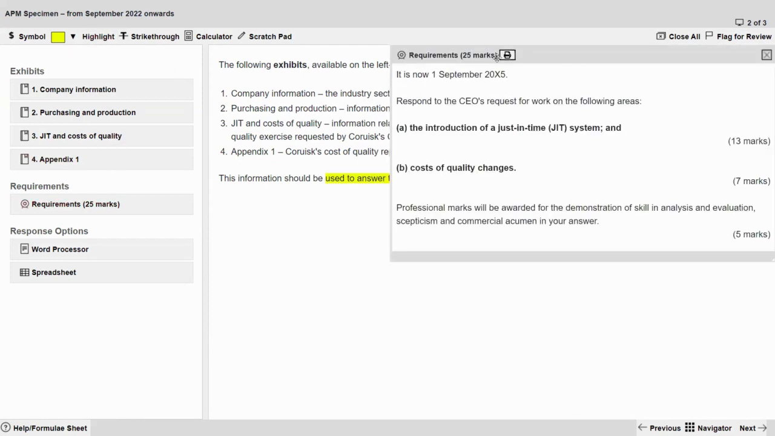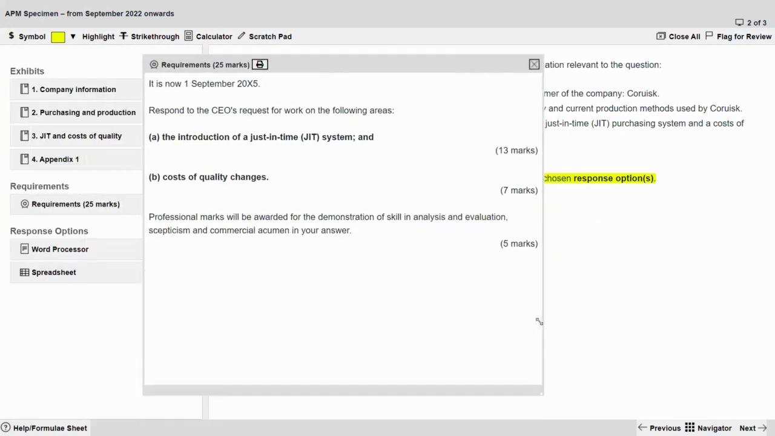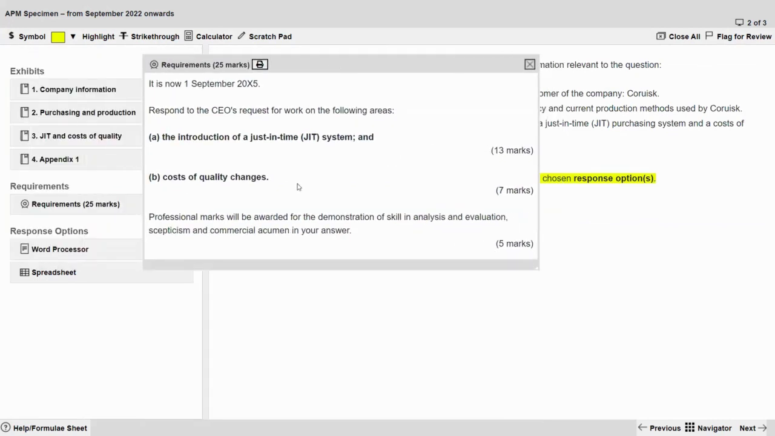If I go on to the requirement of the question, let's see what the examiner is asking us to do. He says respond to the CEO's request for work on the following areas: the introduction of the JIT and the cost of quality changes. Then it says professional marks will be awarded for the demonstration of skill in analysis and evaluation, skepticism, and commercial acumen in your answer.